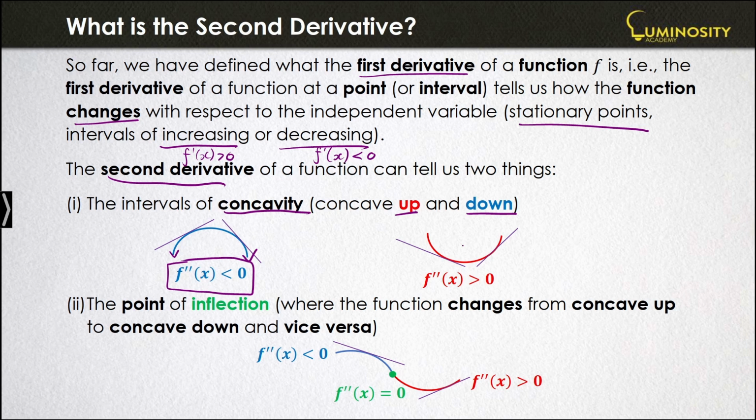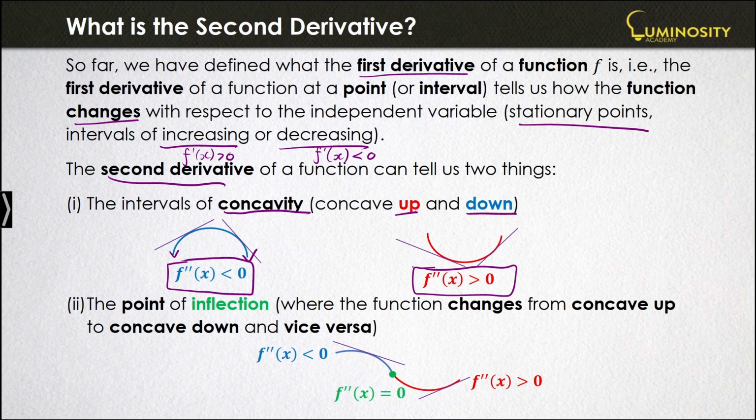So concavity essentially tells us how bendy the function is and in what direction. So mathematically, concave up on an interval will be when f double prime, the second derivative of f with respect to x, is greater than 0.